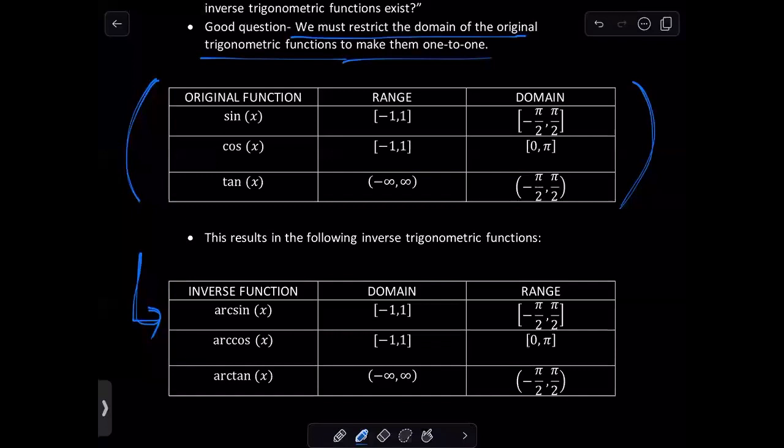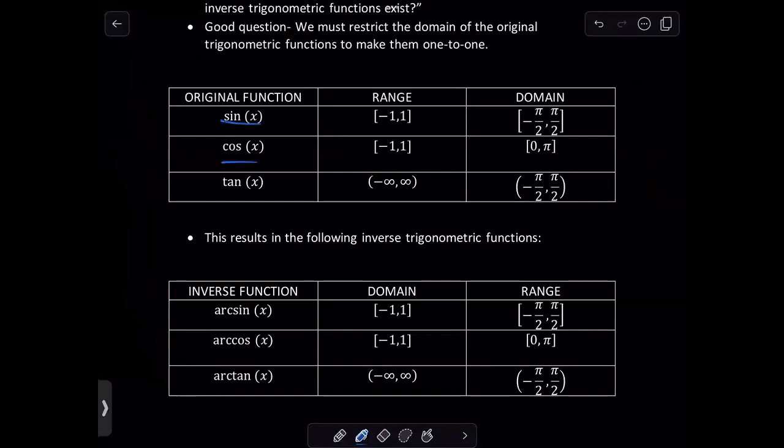Let me explain what we have to do. What you're going to do is, and I want you to write it in this order: sine, cosine, tangent. Think of SOHCAHTOA, or how you remember the trigonometric angles. Sine was first, then cosine, and then tangent in that order of memorization. So sine, cosine, and tangent. Those are going to be your original functions.